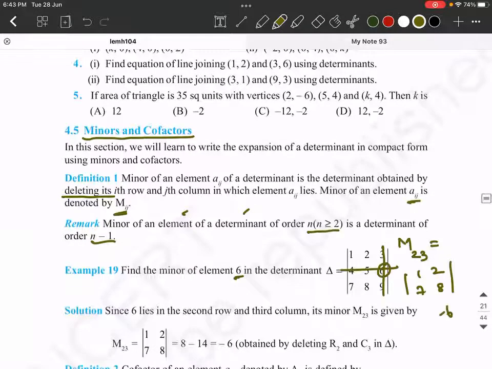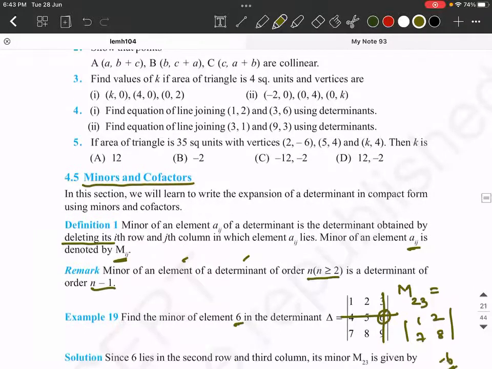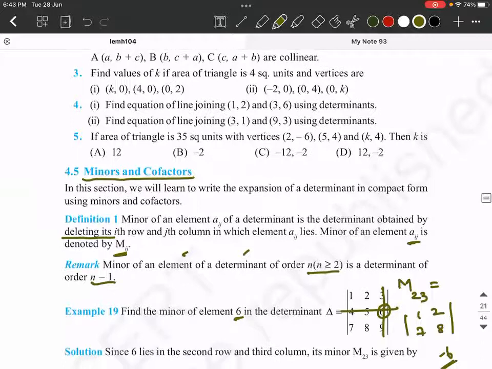So I hope this has got registered in your mind. You can find the minor for anything. Just for the sake of practice, find the minor of all the 9 elements in the matrix given here.